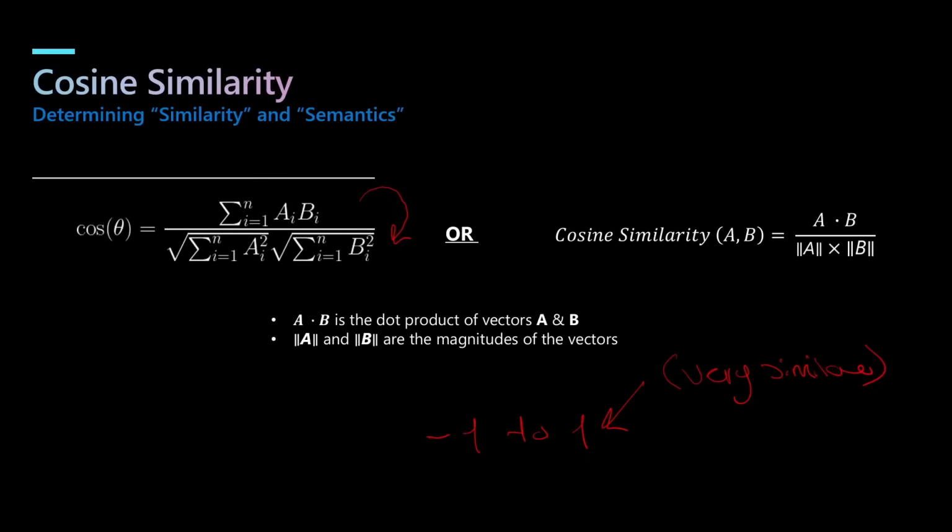And the opposite is also true: when it's -1, it means they're pointing in completely opposite directions, and this means that they're not similar at all.